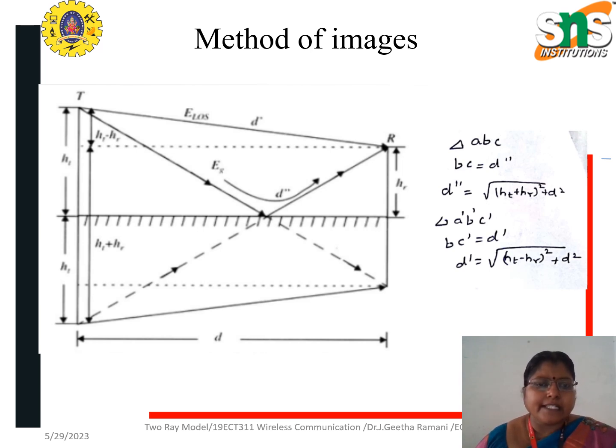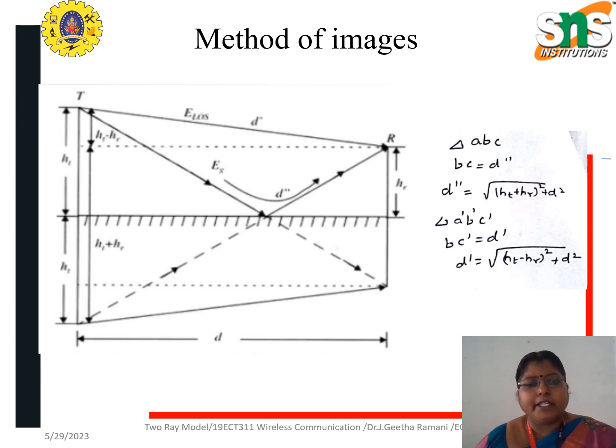So consider this big triangle, where we extend this D double dash to the bottom of your ground plane. So we just extend this line in this direction, up to this point. So consider this big triangle, A, B and C. Now this BC point is D double dash. That is the distance between your transmitter and the receiver.